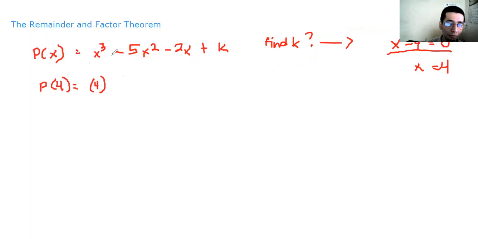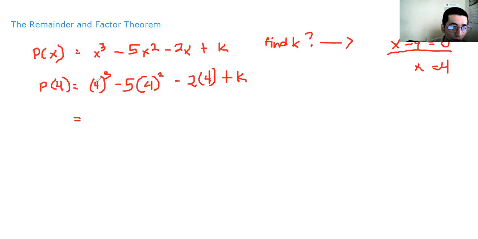Then, we have, palitan lang natin, balik tayo. So, lahat ng x, palitan natin ng 4. So, we have 4 raised to cube or 4 cube minus 5 times 4 raised to 2 minus 2 times 4 plus k. Dito, kung anong lumabas sa sagot natin, yun lang din yung magiging sagot ni k para mag-equate sa 0. Kasi kailangan natin ma-equate sila lahat sa 0. Okay, diba? Sa factor theorem, paano natin masasabi kung factor yung x minus 4? Kapag nag-0 sila. So, equate lang natin sa 0.